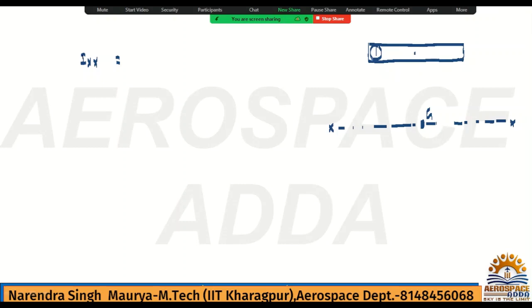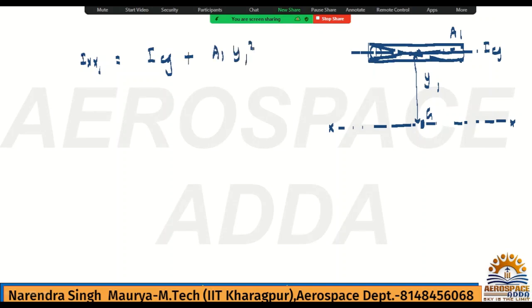For this box, if you are going to calculate the moment of inertia, this box will already have a CG location. For this CG, the moment of inertia is ICG. And for this box we will have area, which is nothing but A1, and a CG location, which you have already written as Y1. So what is the parallel axis theorem for this? It will be IXX, and this is box 1, hence I will write IXX1. It is ICG plus A1 into Y1 square. This is the parallel axis theorem, simple.